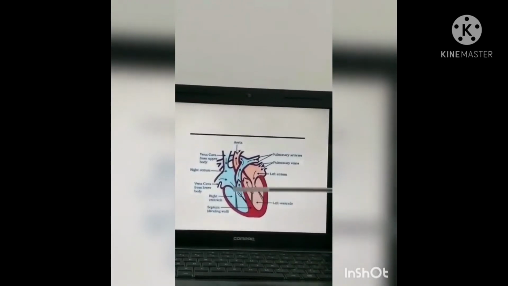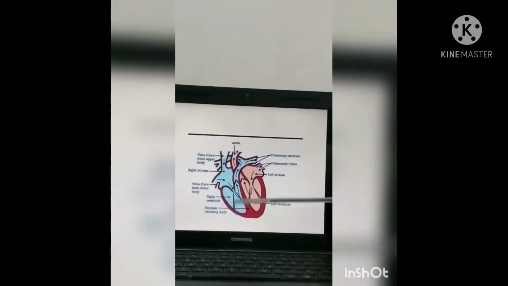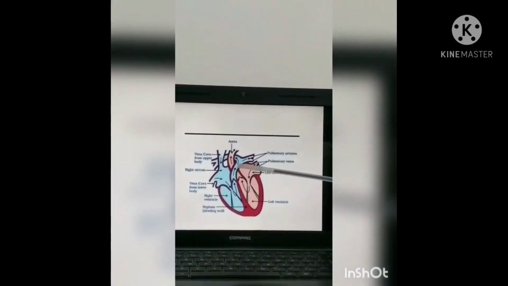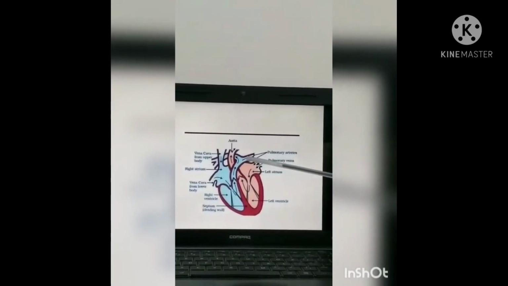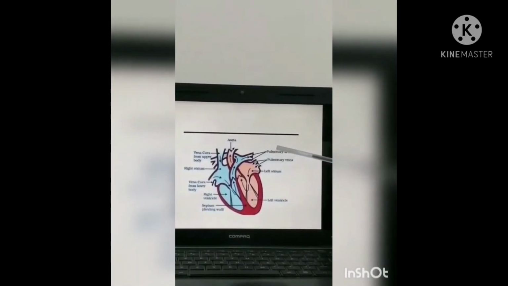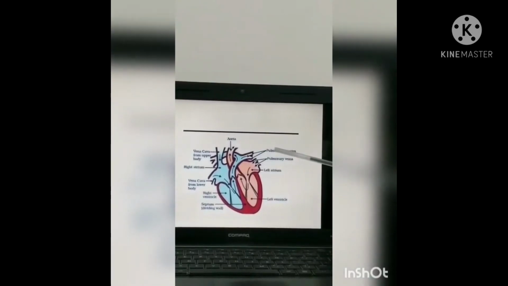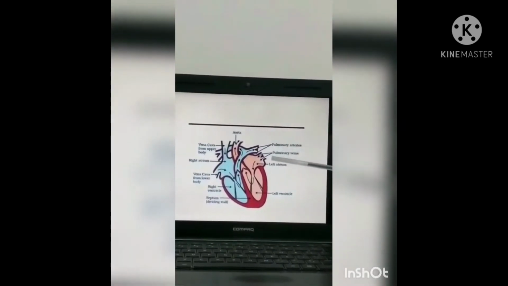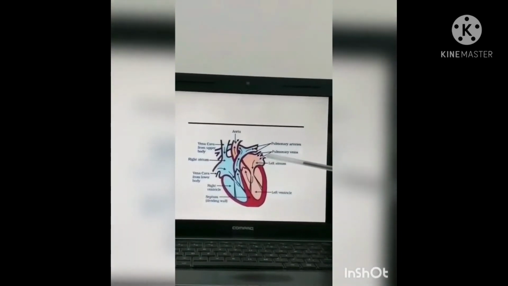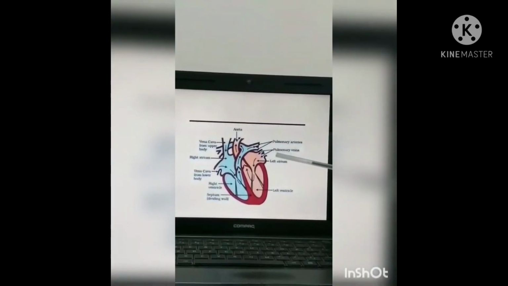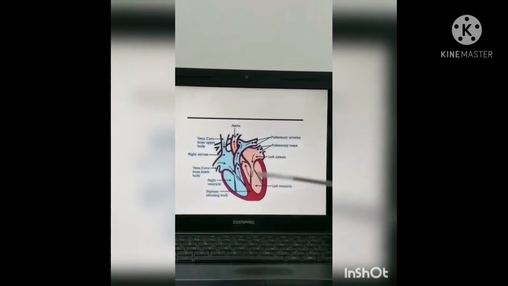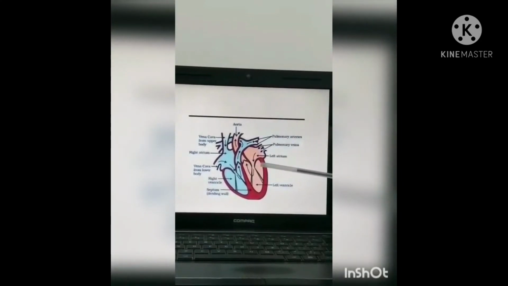And this blood is deoxygenated blood. And the blood vessel which arises from right ventricle is pulmonary artery. This pulmonary artery supplies blood to the lungs. From the lungs, it receives oxygen, and that oxygenated blood is returned to left atrium through the pulmonary veins. And from this left atrium, blood enters into the left ventricle through this valve, that is the bicuspid valve.